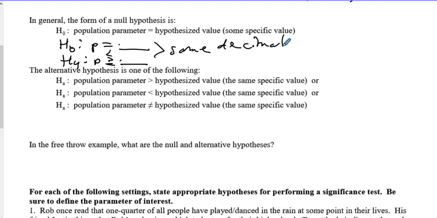So the alternative hypothesis is one of three things: greater than the value in the null, less than, or equal. Same decimal. H-A and H-O. P is equal to, and then P is either less than, greater than, or equal. Those are your three choices.